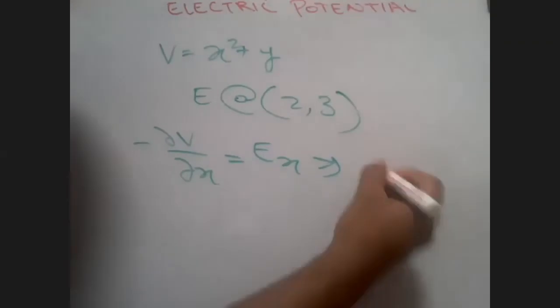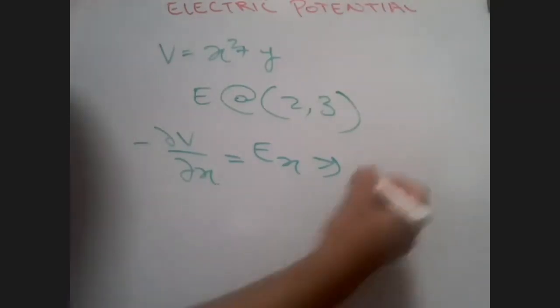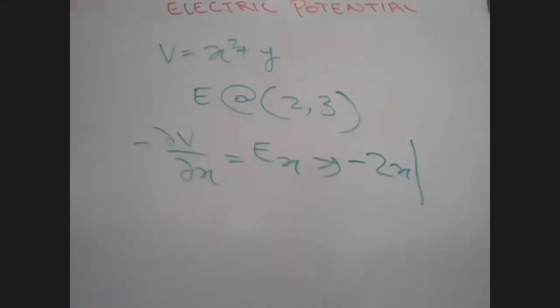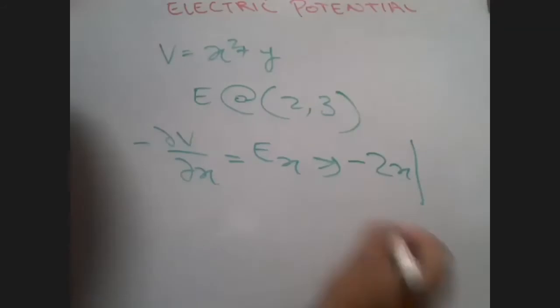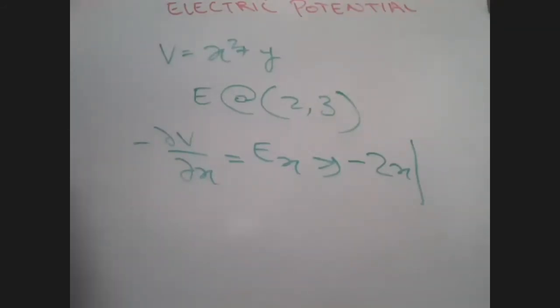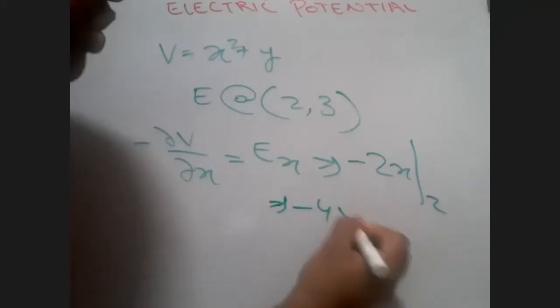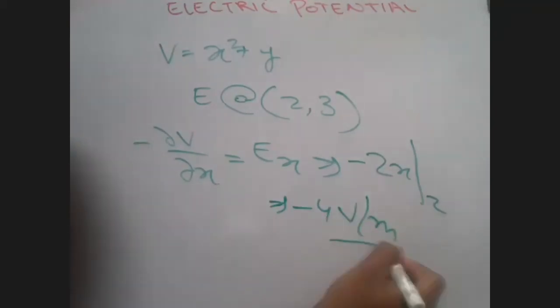2x, wrong again. Minus 2x. Come on, you have to tell me the right thing. Minus 2x at x equals 2, so minus 4 volts per meter. That's right. See, minus 4 volts per meter. It is important. It's not a joke.